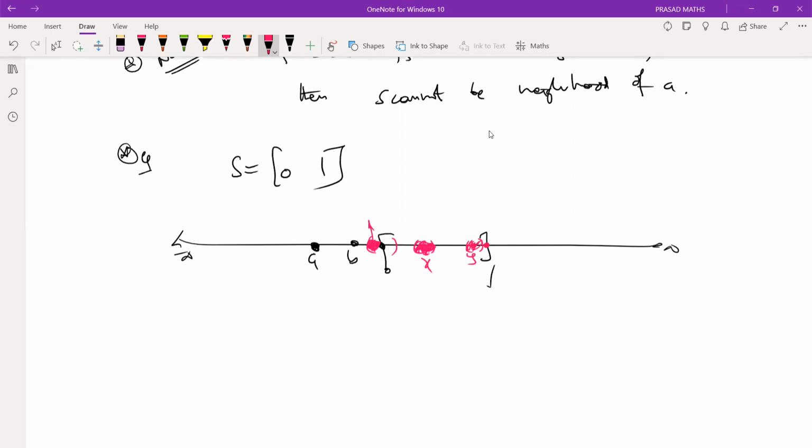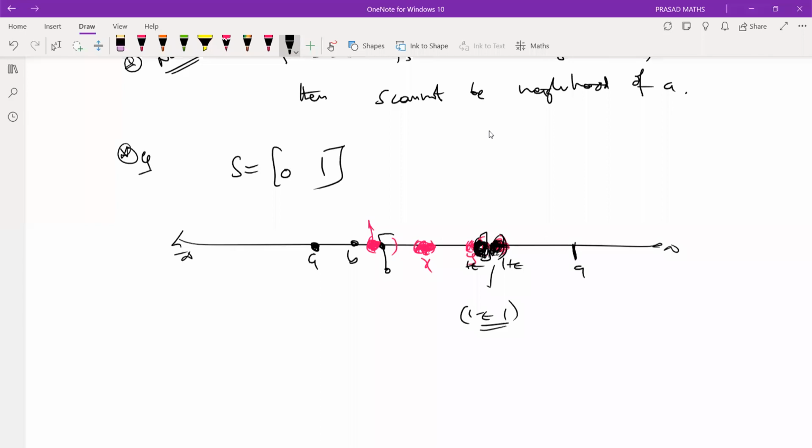Is S a neighborhood of 1? No, because the right side of 1 is outside the set. Which region? This right portion is outside. This is my neighborhood, 1 plus epsilon, 1 minus epsilon. There is no problem with 1 minus epsilon to 1. The problem comes with the right side portion of 1. It's outside the interval, outside the set. So therefore, S cannot be a neighborhood of 1.